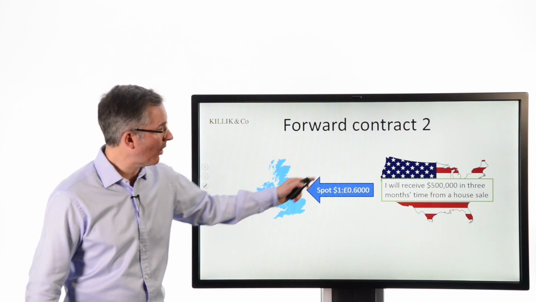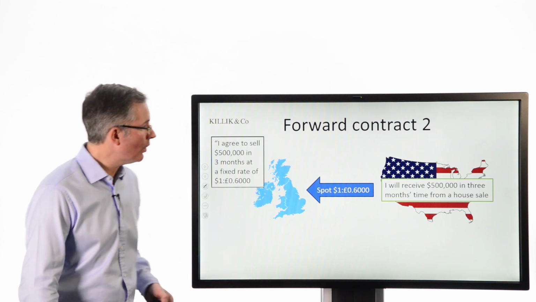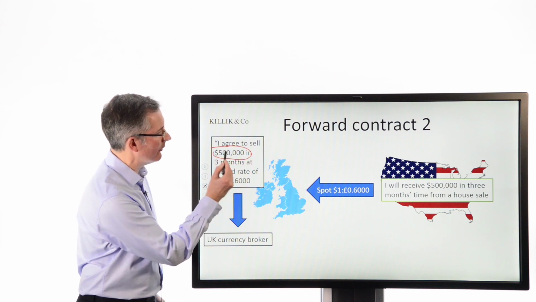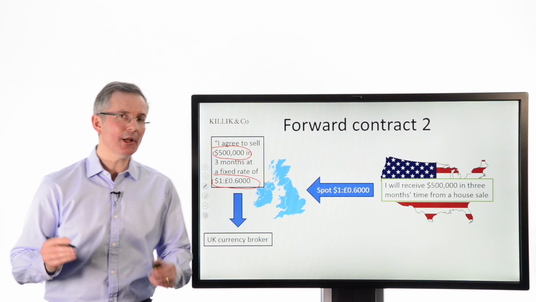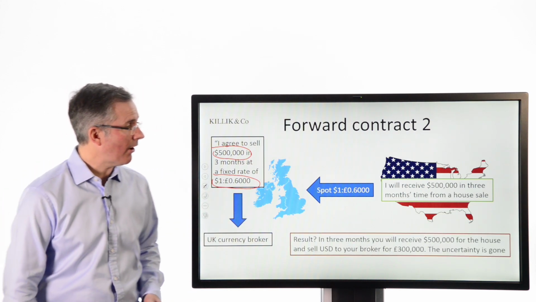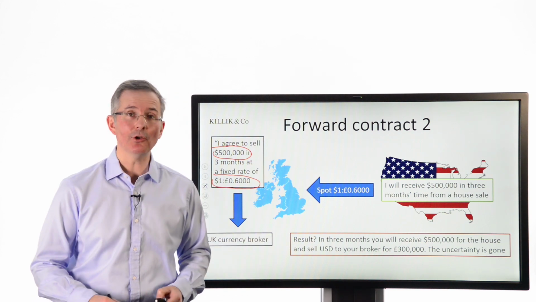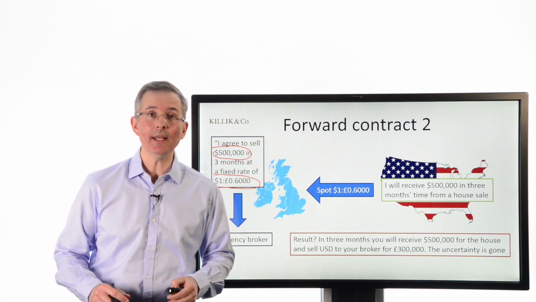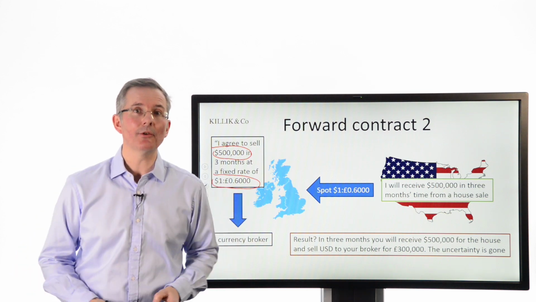So you're thinking, well, the spot rate now is $1 buys you 0.6 of a pound, if you like. So could I do a deal with a broker? I agree to sell you now $500,000 in 3 months' time at a fixed rate of that. All right, so you're not handing over the money now, but you're setting the rate now. And that means that in 3 months' time, you'll get $500,000 from your house sale. You hand that straight over to your currency broker here, and they give you the amount you're expecting and you need of £300,000 of sterling. You could have left it all to chance, but you didn't want to take the risk.